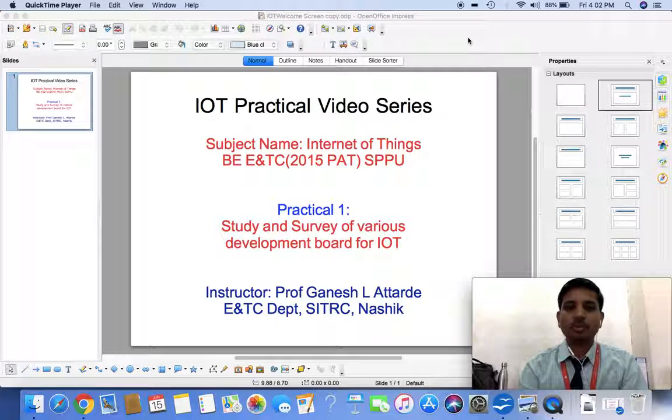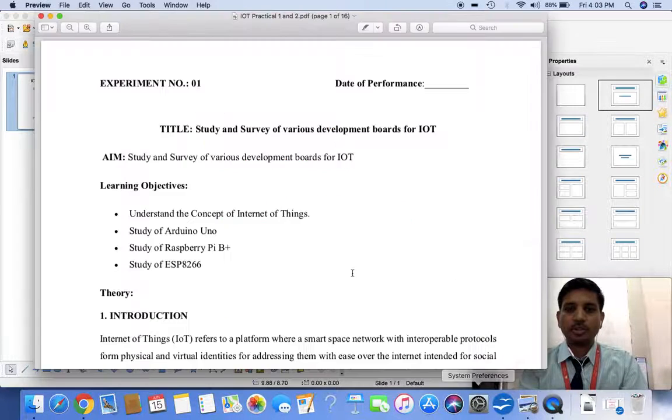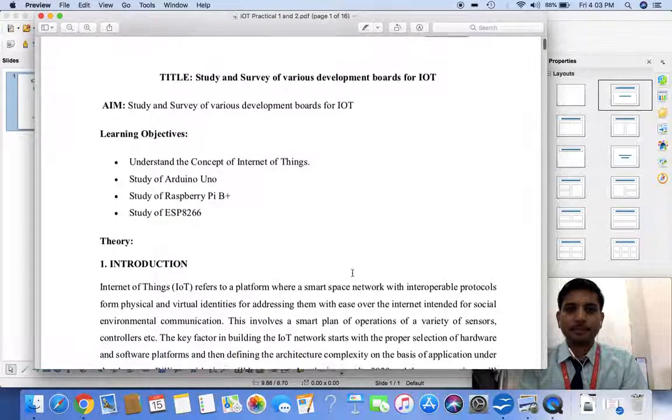Today we are going to see the first practical of the subject Internet of Things of BE ENTC 2015 pattern SPPU, which is the elective one. The first practical title is Study and Survey of Various Development Boards for the IoT. So let's move toward the theory of this particular practical.